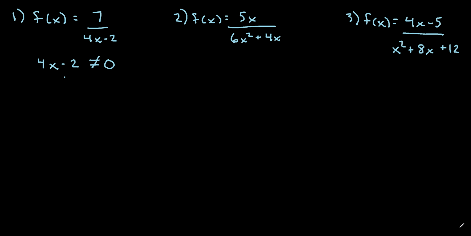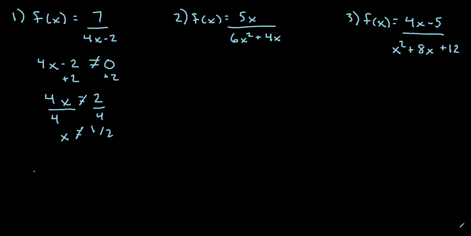So if we add a 2 to both sides, we'll get 4x is equal to 2. Now to get x all by itself, we can divide by 4. X is equal to 2 over 4, which we can reduce to 1/2. Excuse me, that should say not equal and not equal. So for this particular example, the domain of x, or what x is allowed to be, is all real numbers that are not equal to 1/2.